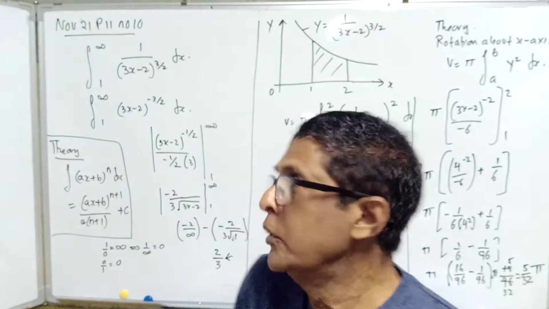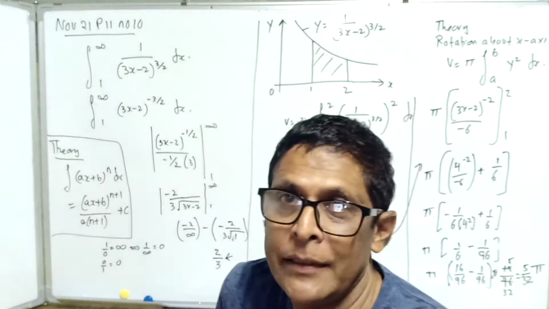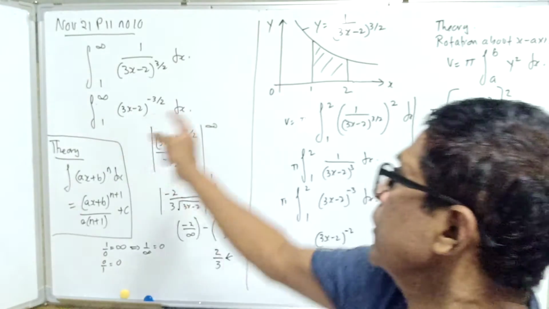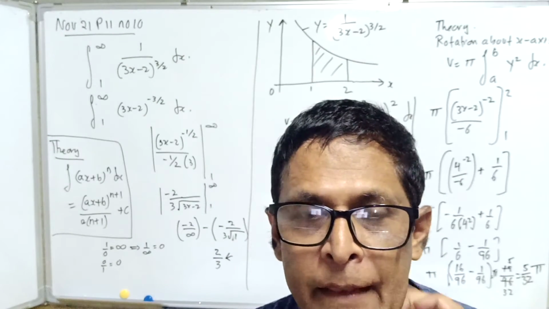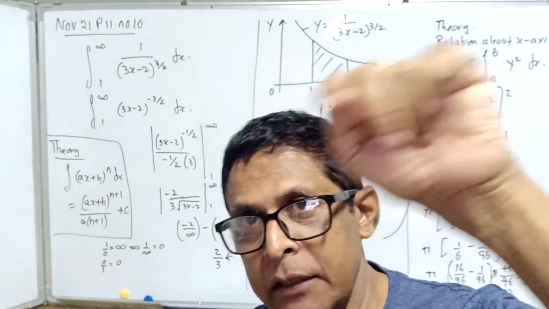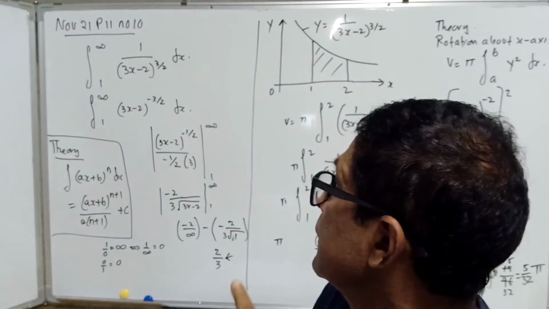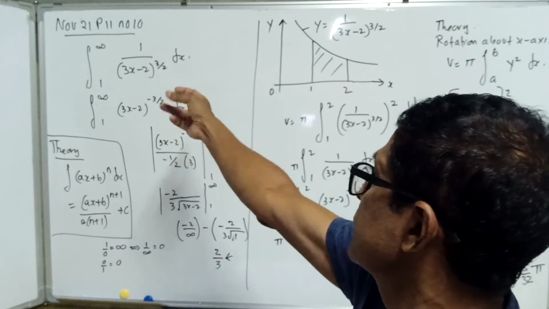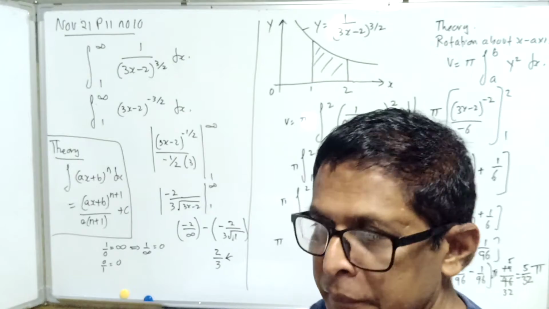Now let us do November 21, paper 11, number 10. In this question, you're asked to integrate a fraction within limits infinity and 0 and 1. Okay, so how to integrate this? You just put it on the top, so the power becomes negative.